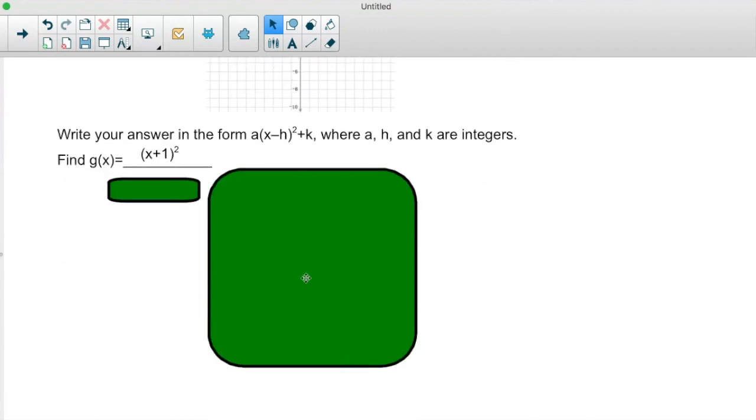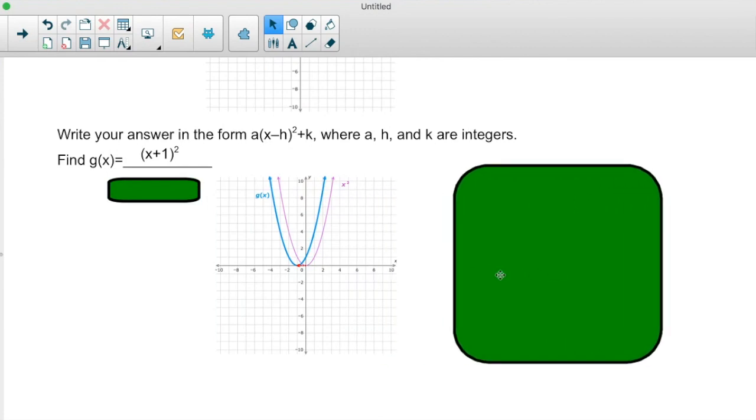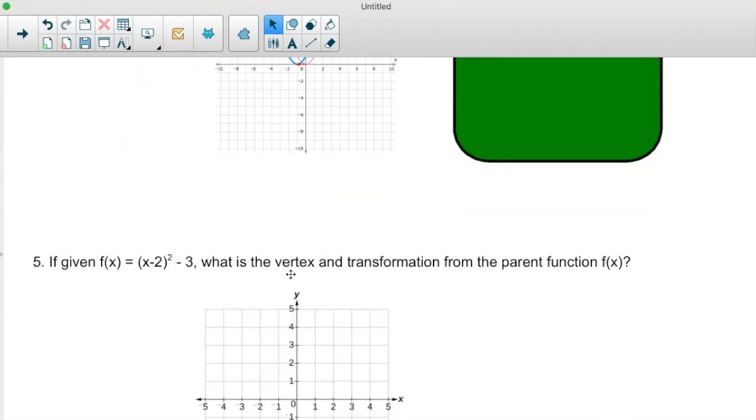And then here is an example of that graphed. So you'll see that in pink, it's the parent function x squared, and then g of x, your new function, is moving to the left.